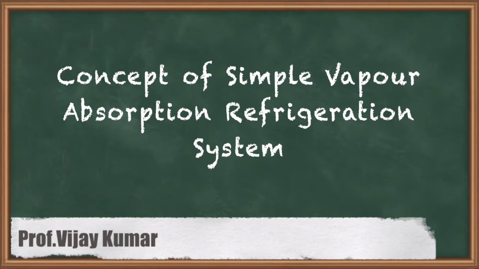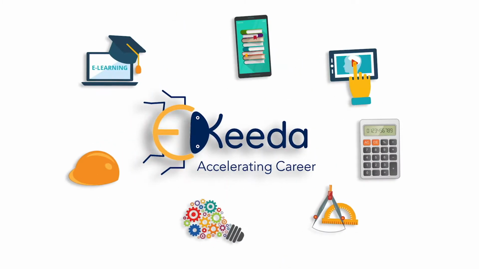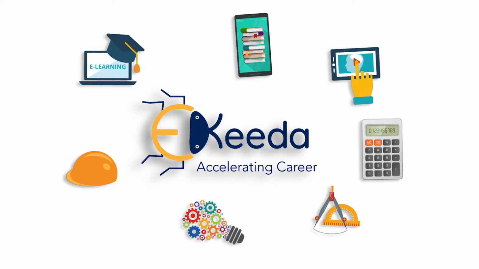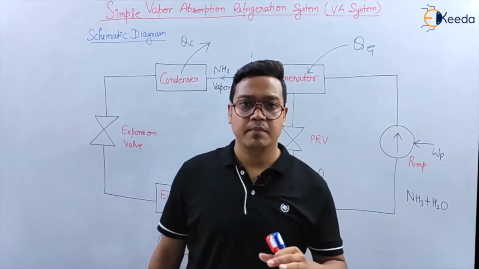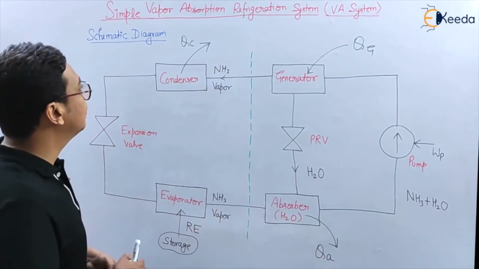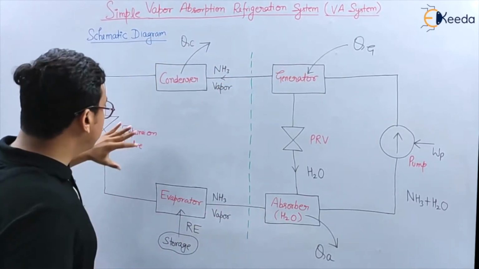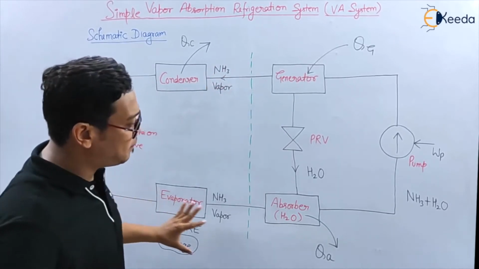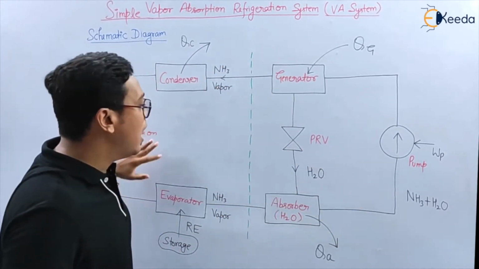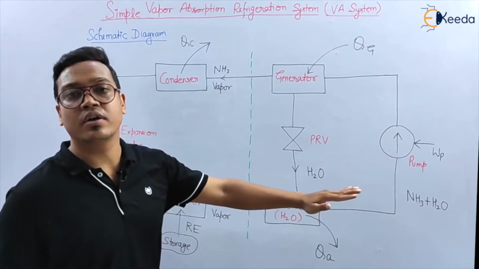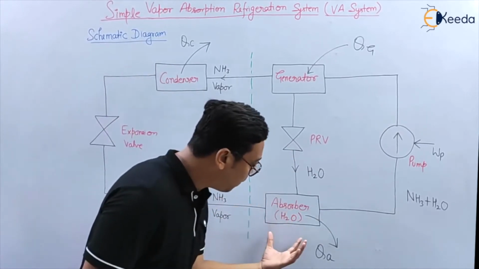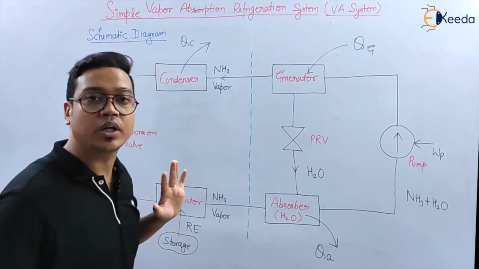Now I am going to start the simple vapor absorption refrigeration system. This is the schematic diagram for the simple vapor absorption system. Let's see one by one what the process is, how the process is going on, how the refrigerant is flowing, and how the absorber works.